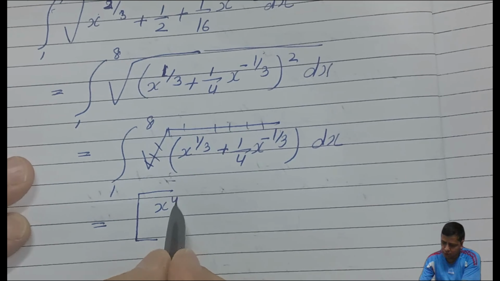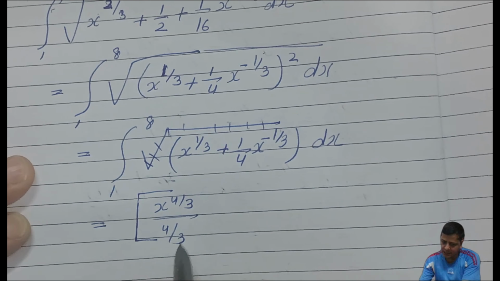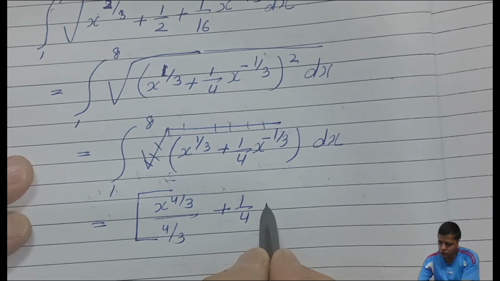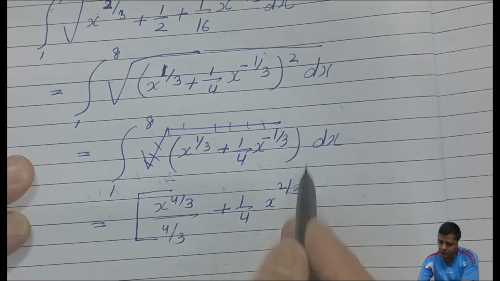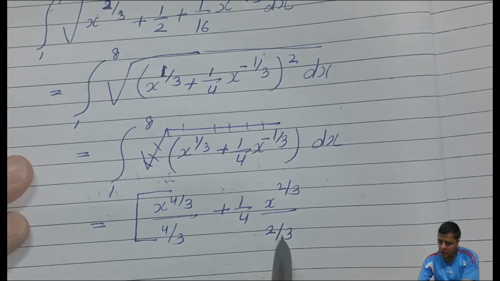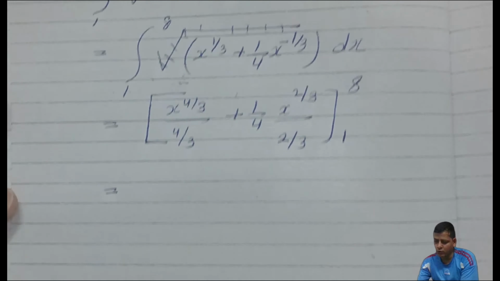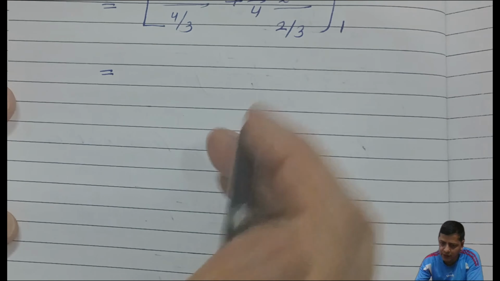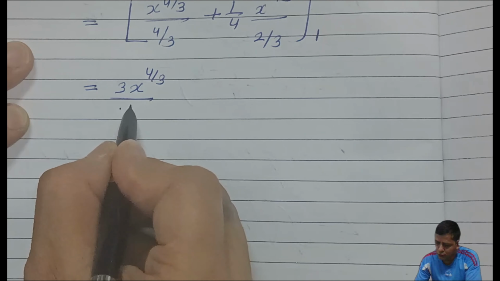We can simply integrate by making it x to the power of 4/3 divided by 4/3, because when you integrate it, the power 1/3 gets plus 1, so you get 4/3 by 4/3, then plus 1/4, then x to the power of 2/3. When you add 1 in the integration, you're also adding 1 here. So when you add it, you get this divided by 2/3, where integration was done between 8 and 1. So next, when you simplify this further, you will get 3x to the power of 4/3 by 4.